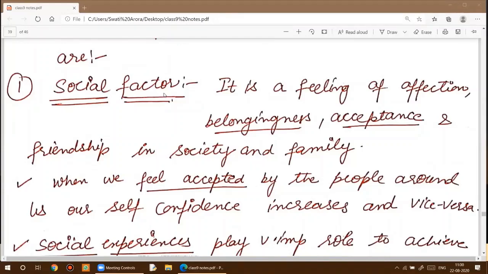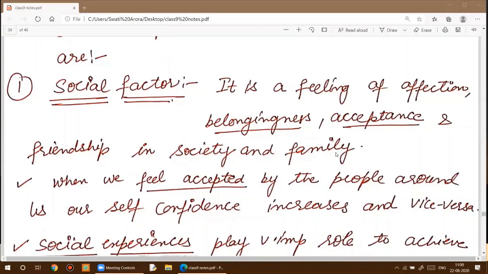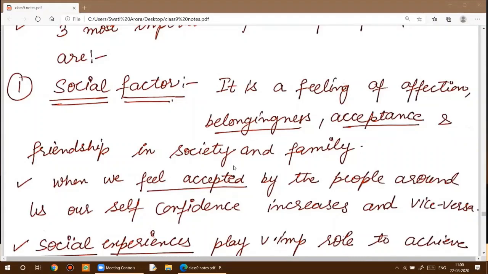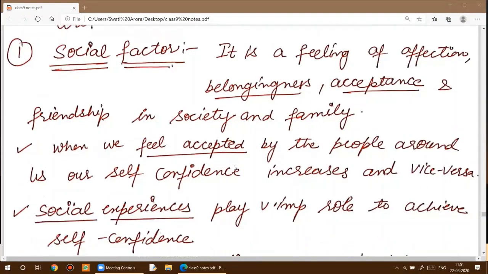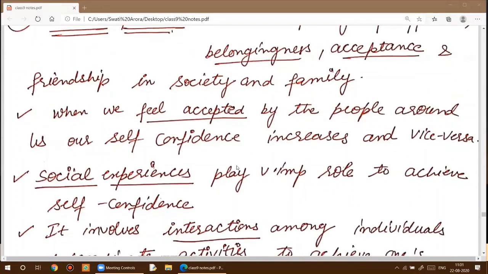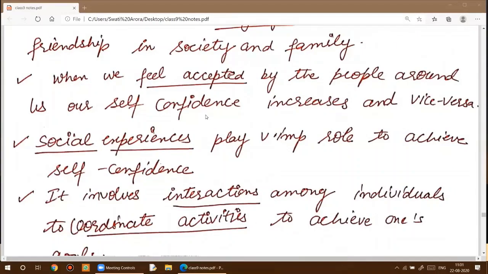First is your social factor. Social factor includes your society and family. If your family is supporting you or your society is also supporting you, then you will feel confident. If your society is not accepting you, because you have done something that is not acceptable to the society, then definitely society will not support you. If the people around you are not saying good words to you, then definitely you will feel less self-confident. You may feel depressed.